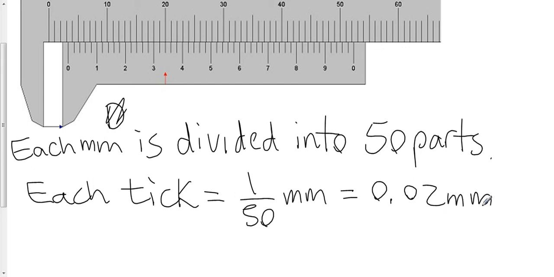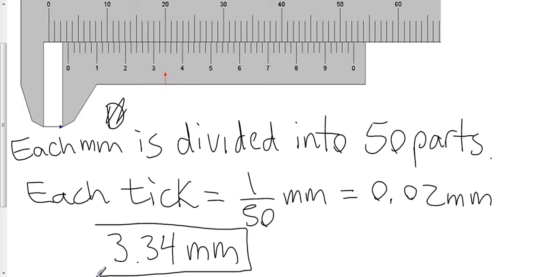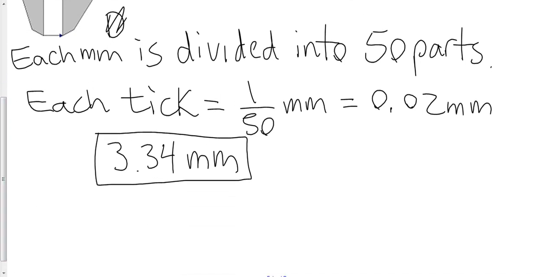So step number 1, I'm going to look at the 0 and see where it lines up. It lines up 1, 2, 3, somewhere between 3 and 4. How far past? 3.34 millimeters. Now, if you weren't able to follow me as I read that right off, we can still do it this way. We know in step 1 we're between 3 millimeters and 4 millimeters.